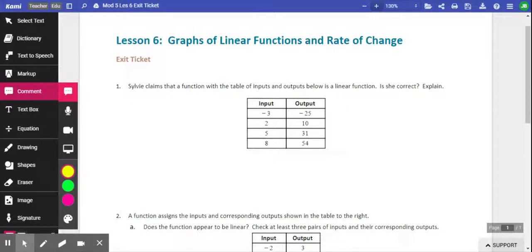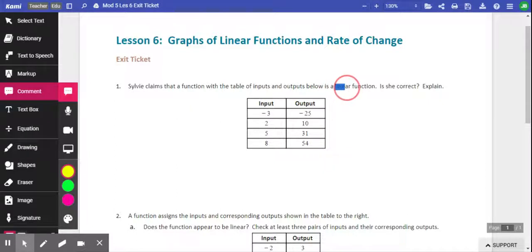All right, guys. So today I wanted to come on here and work through a couple exit tickets with you because there's a lot of misunderstanding. So I want to look at a couple things. We're going to start with lesson 6 exit ticket, graphs of linear functions and rate of change.